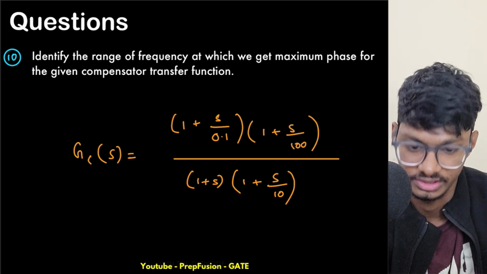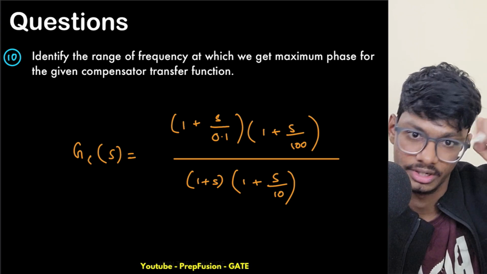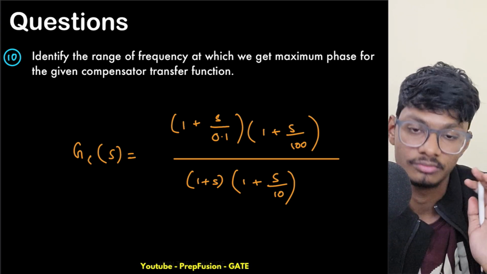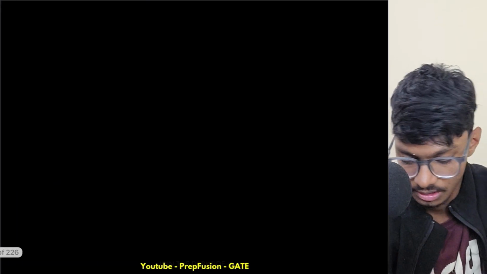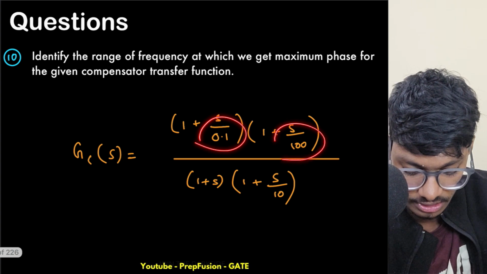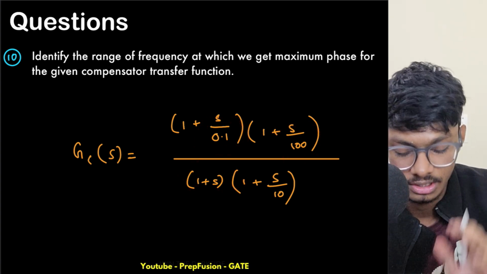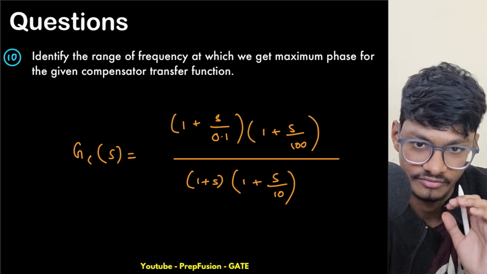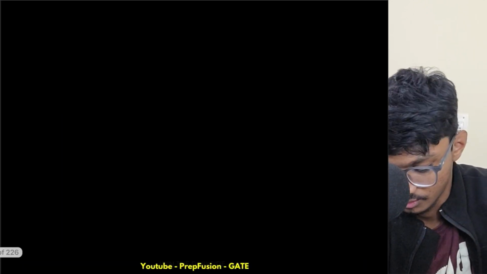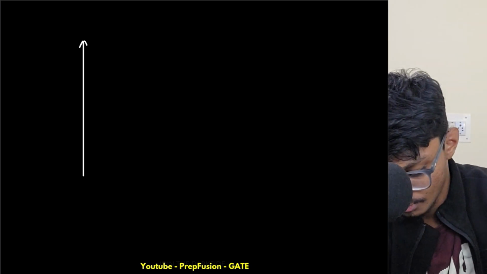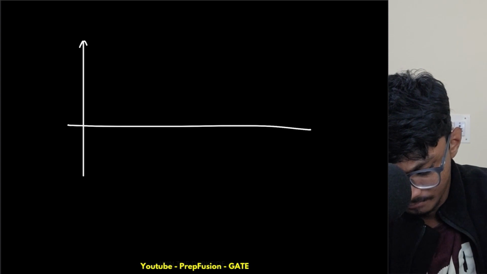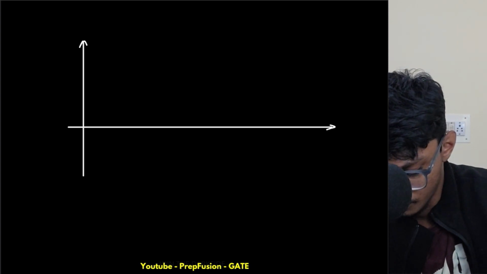So there will be a maximum phase component, because initially my magnitude slope will be plus 20 dB per decade, and for the phase, the initial slope will be plus 45 degree per decade. So we can draw a rough diagram of the phase plot, because here the poles and zeros are well spaced from each other. That's why I can use the concept of Bode phase plot here. Otherwise it would be very difficult to understand the range of maximum phase for a lag lead compensator.